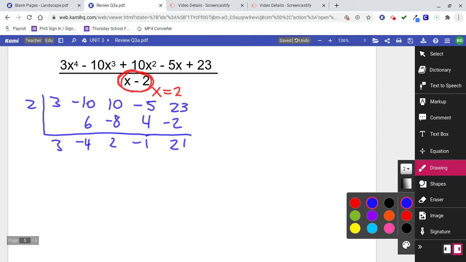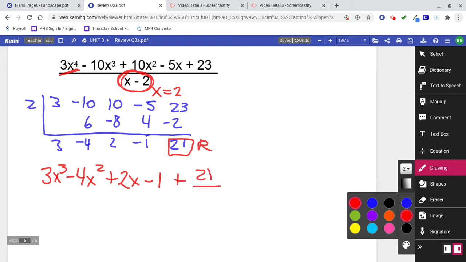We're dividing. So if you're dividing, we are knocking off one of those powers of x. Okay, so that first term, if I knock off a power of x, is going to be x to the third. And then it just counts down from there. Minus 4x squared plus 2x minus 1. And the last number is always your remainder. So you're going to write that as the numerator of a fraction, 21 over, remember we're dividing by x minus 2.